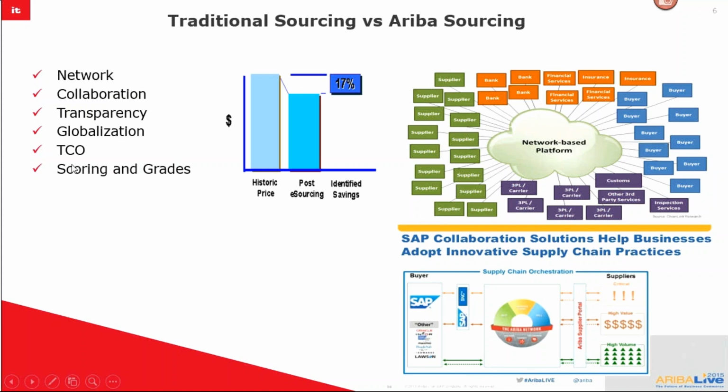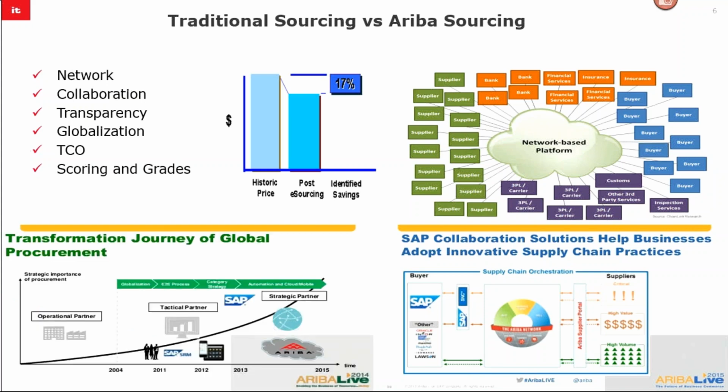And TCO, we have an option called total cost of ownership in sourcing. We can create TCO events where we can calculate the total cost of ownership of the product, and we can negotiate on that part. So we have TCO in place.